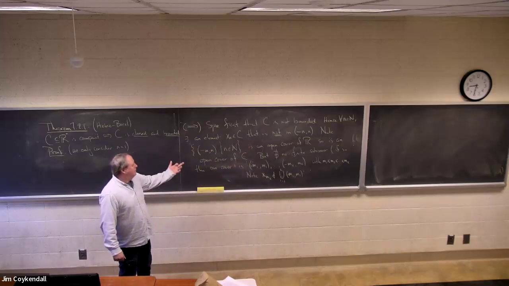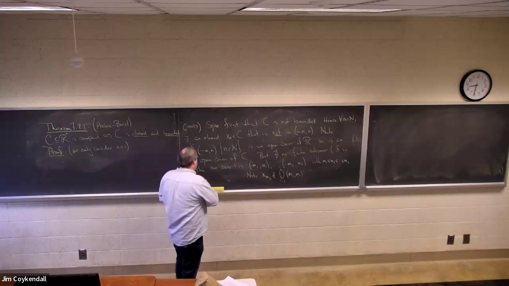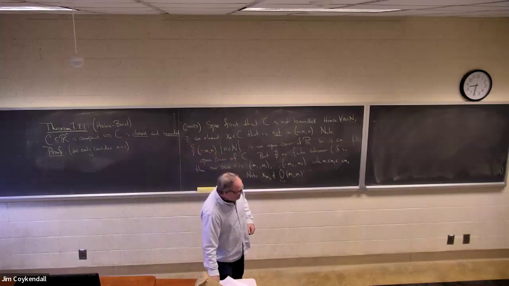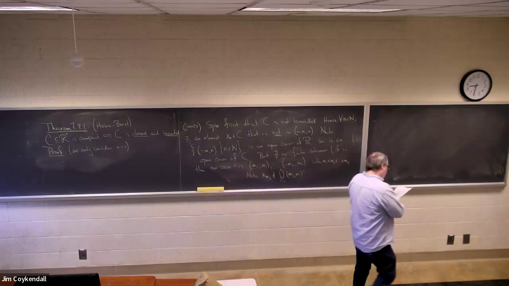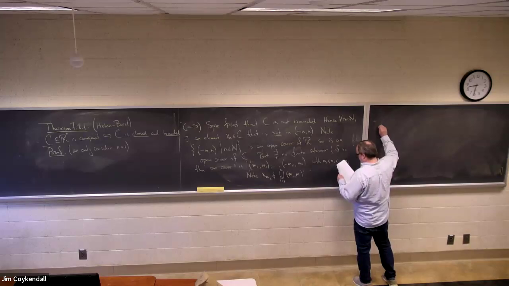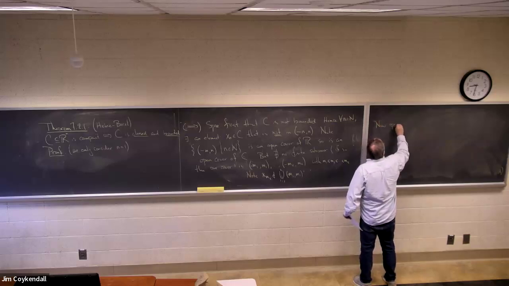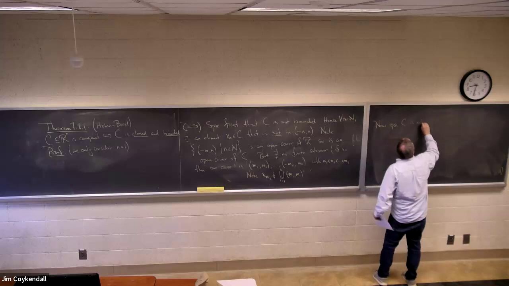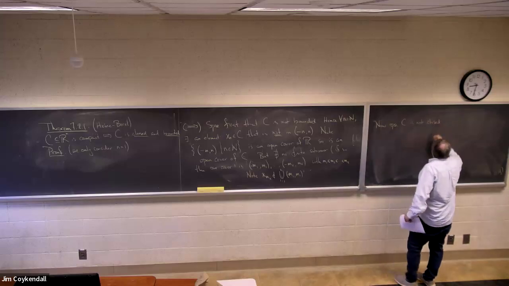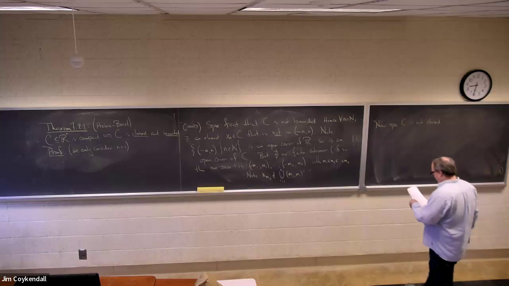Okay, so if the set is not bounded, then I'm explicitly giving you an open cover that cannot possibly have a finite subcover. On the other hand, now suppose C is not closed. So we see if it's not bounded, it can't be compact. Let's see what happens if it's not closed.